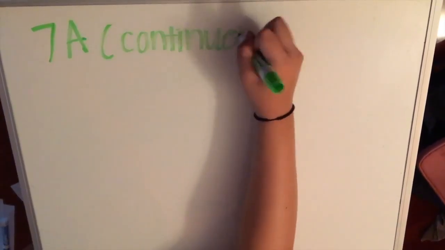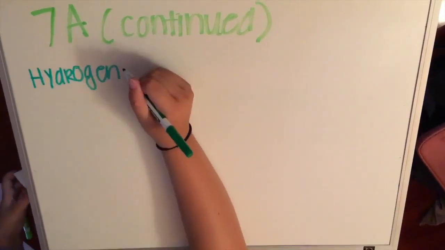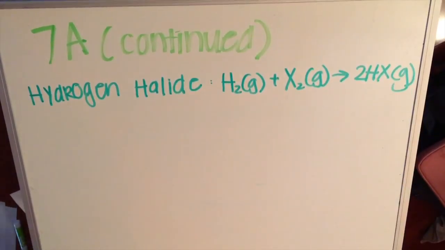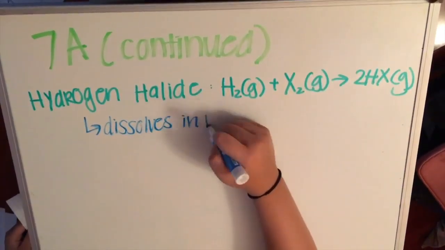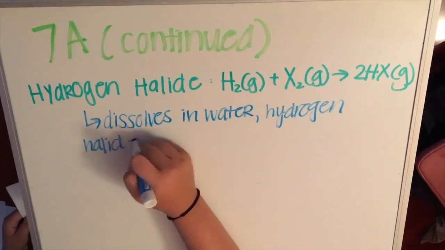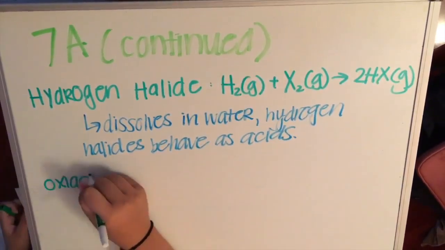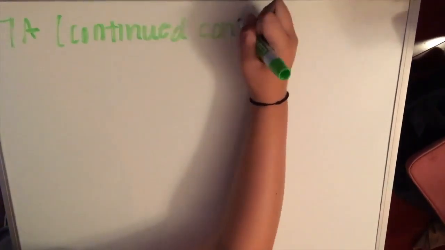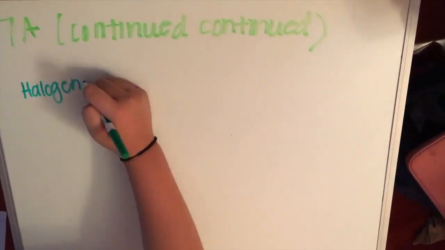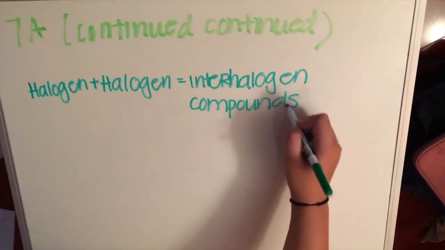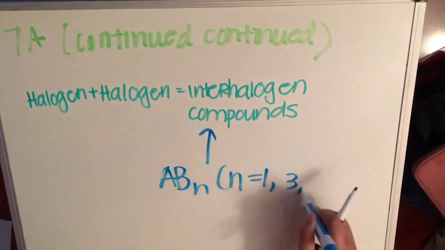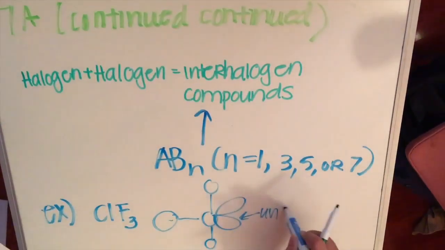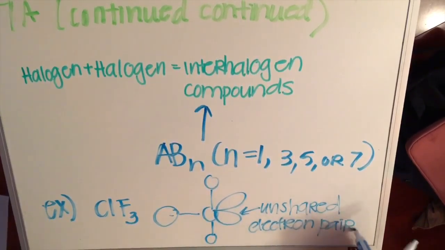7A continued. Hydrogen halide can be represented by the chemical formula hydrogen gas plus elemental halogen gas yields 2HX gas. Hydrogen halide dissolves in water and behaves as an acid. Oxyacids of halogens become stronger as more oxygen atoms are present. 7A continued. Adding 2 halogens together produces an interhalogen compound. These produce oxidation states of 1, 3, 5, or 7. For example, ClF3. This compound has an unshared electron pair.